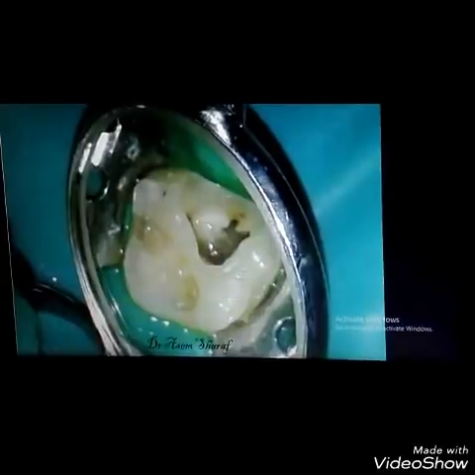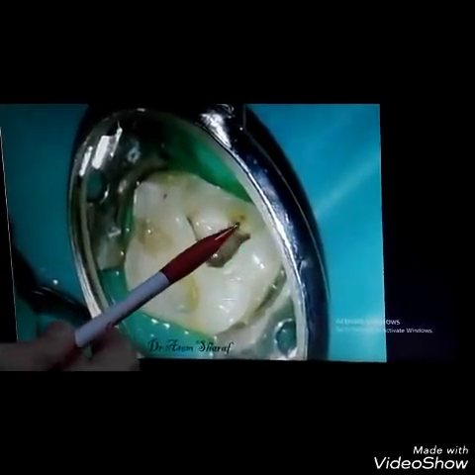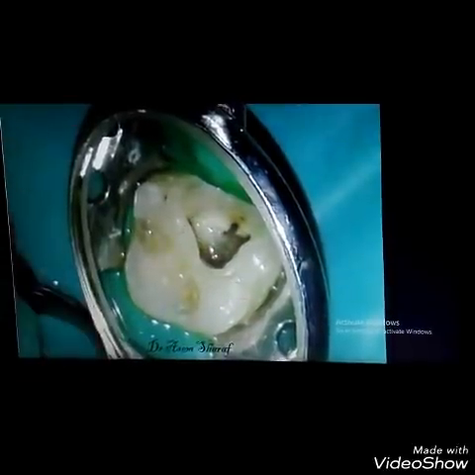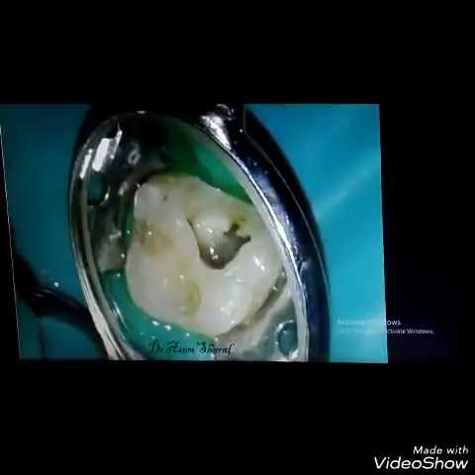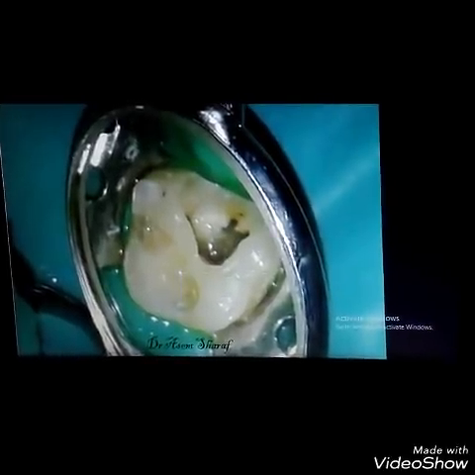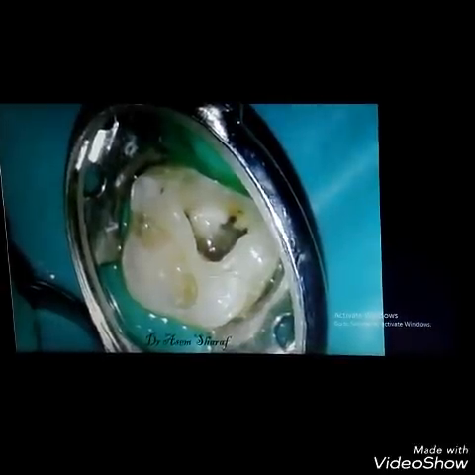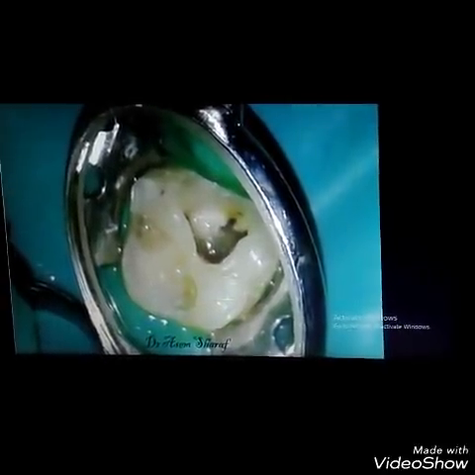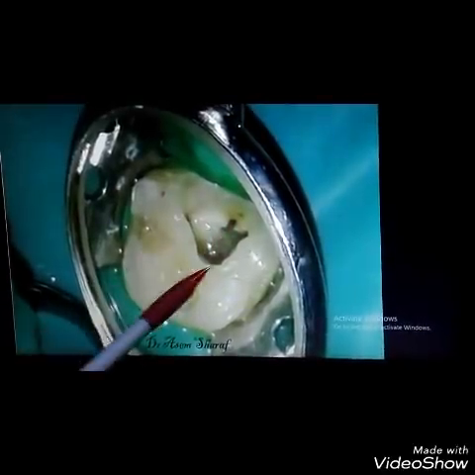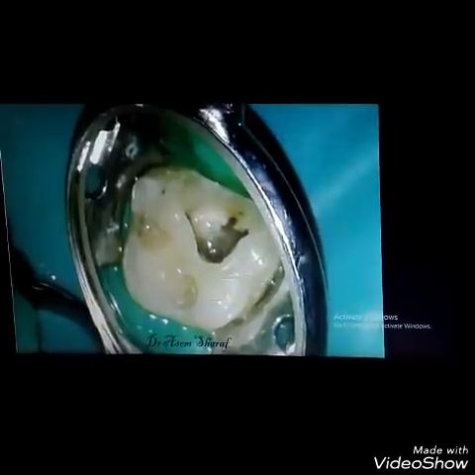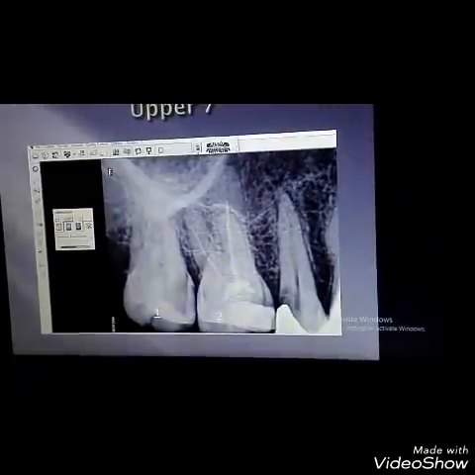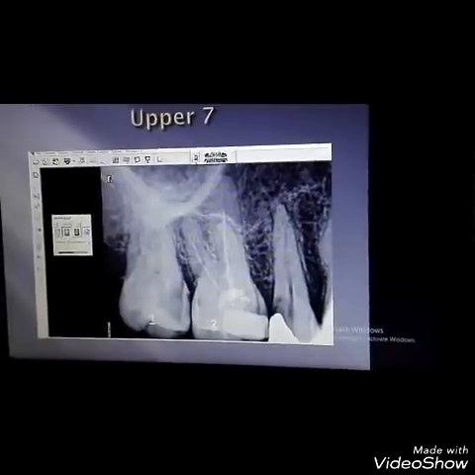This one, on the X-ray, I didn't see it. But I have other steps. As we said, a sharp explorer, K-file number 10. Just drop it here. I feel a catch. I slowly start instrument filing, beginning with K-file 10, and you should be patient while you open this canal because mostly it's narrow. See this triangular access cavity, and this is the obturation.